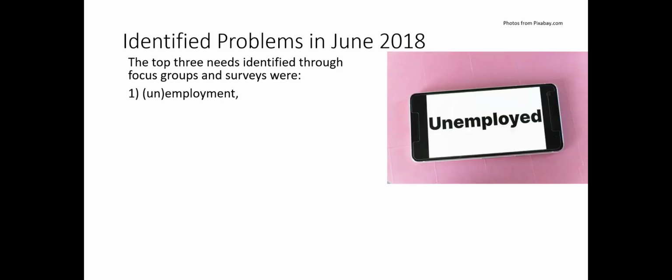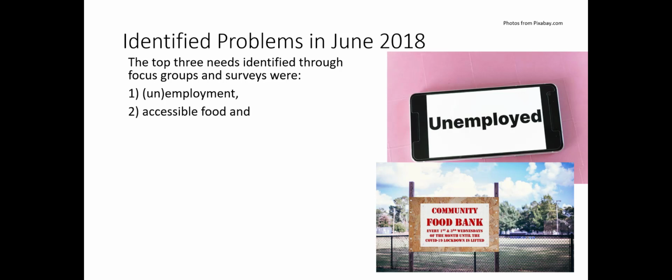So what were some of the problems that were identified in June 2018? Well, you can read all the methodology in the downloaded paper, but here are the top 3 needs that were identified through focus groups and surveys. The first one is unemployment. They call it employment, but generally I think we'd say at this point unemployment. Still, it's possible that people are underemployed and would like to have better work if they could find it or if they could get the skills for it. So that's number 1, employment.